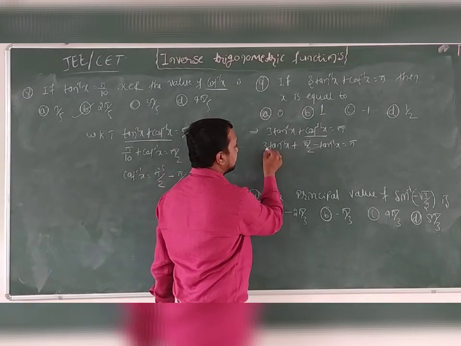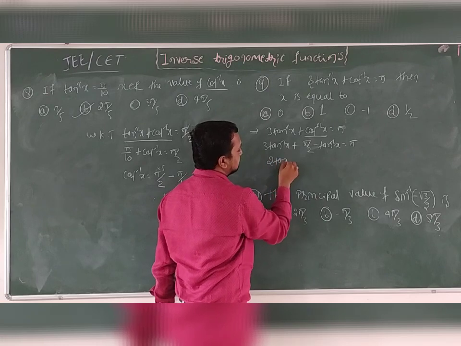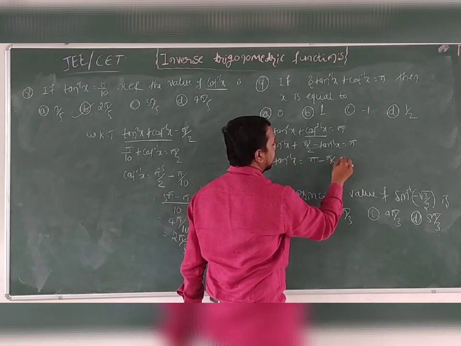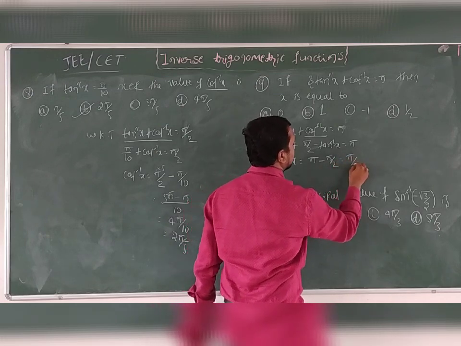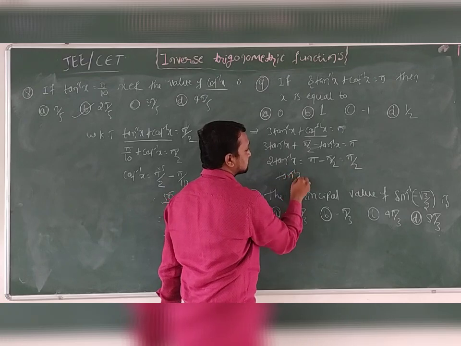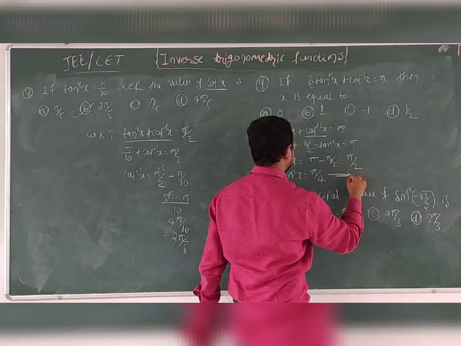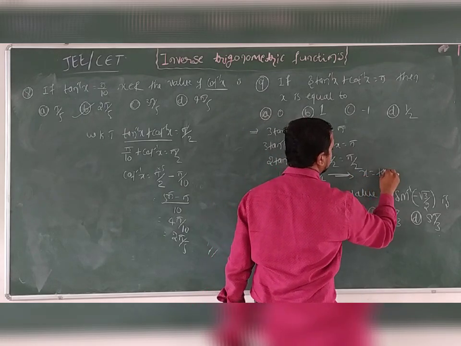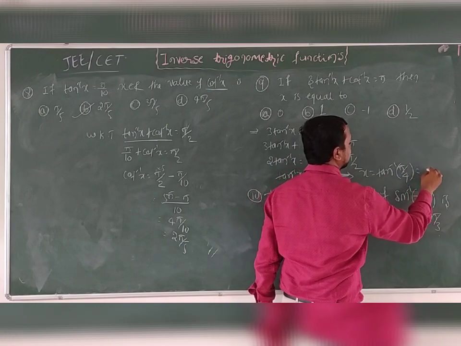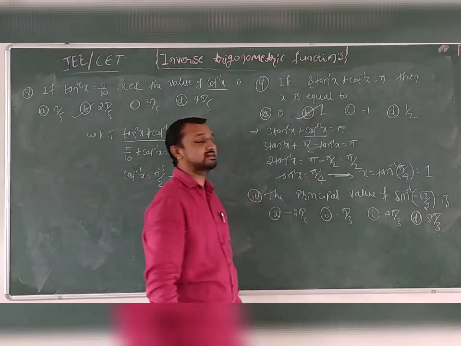So here 3 tan inverse x minus tan inverse of x is 2 tan inverse of x. This is equal to pi minus pi divided by 2, and pi minus pi by 2 is pi divided by 2. So 2 tan inverse of x is equal to pi by 2, so tan inverse of x is equal to pi by 4. This implies that x is equal to tan of pi by 4. The value of tan pi by 4 is 1. Very simple question, option B is the right answer.